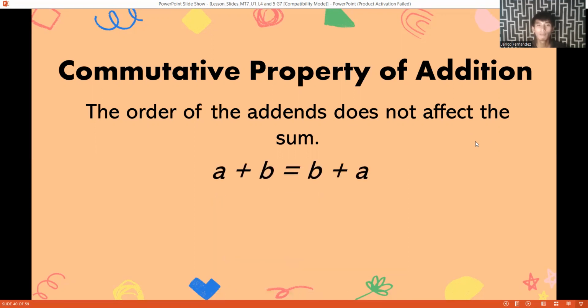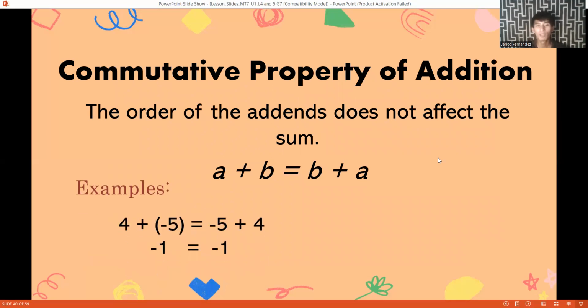So we have a plus b is equal to b plus a. Pareho lang daw si a plus b saka si b plus a. Ano daw yung maging sagot dito, ay yun din ang magiging sagot dito. So the order, magkaiba man or magkabaliktad man, hindi na naaapektuhan yung sum.